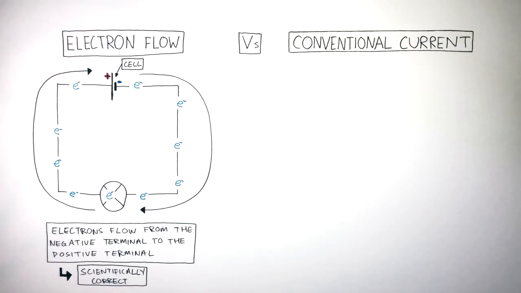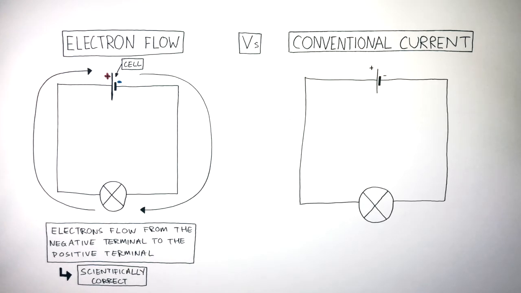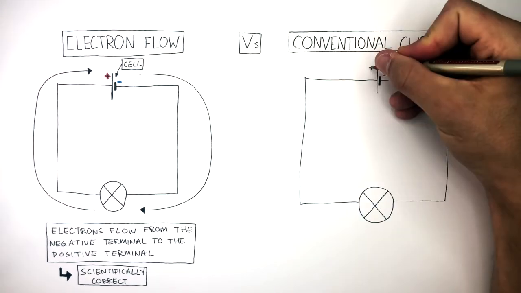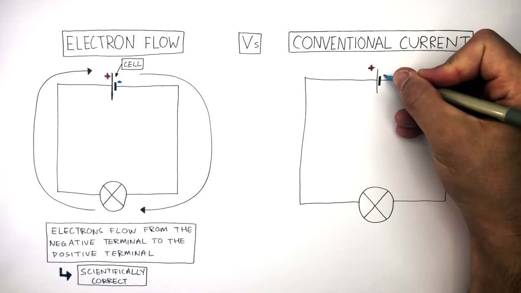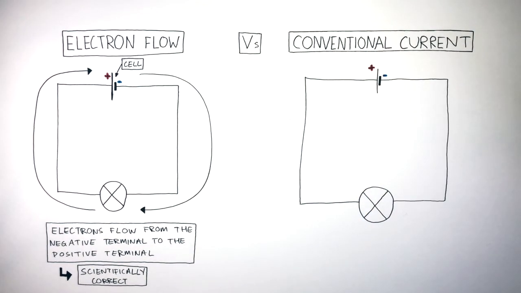Let's now focus on what a conventional current is and how it is different from an electron flow. Here we have the same series circuit, using the same cell and the same bulb. On this cell, we know the long line is the positive terminal and the shorter line is the negative terminal.